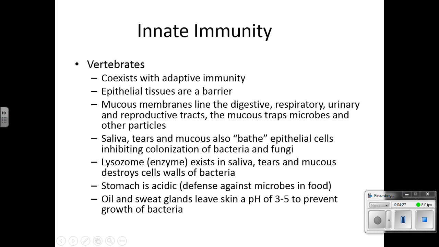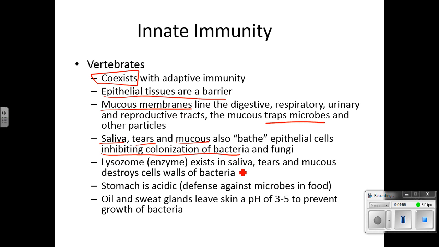In vertebrates, the innate immunity coexists with their adaptive immunity. Epithelial cells or skin is going to be their first barrier. You've got mucous membranes that are going to line like your respiratory, digestive, urinary, reproductive tracts. And the mucus is going to trap the microbes and other particles so they can't get any further and infect. Saliva, tears, and mucus are also going to bathe your epithelial cells and inhibit colonizing of bacteria.